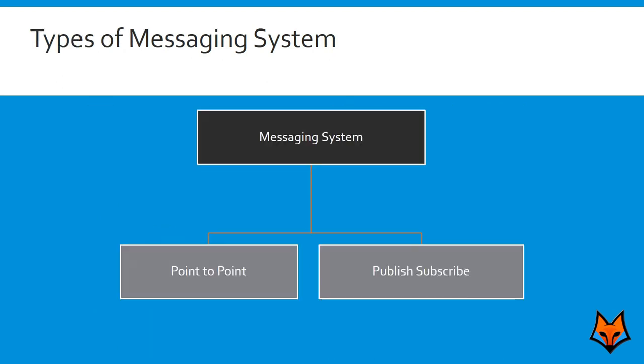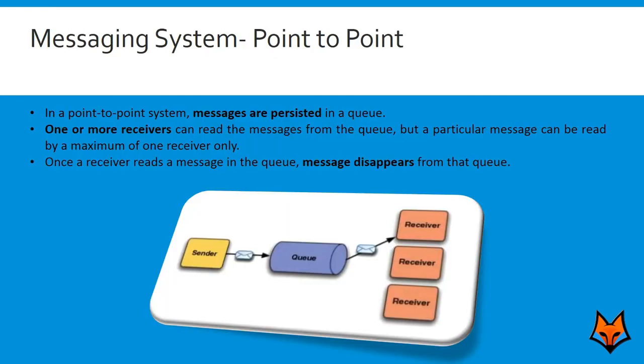So these are the types of messaging system. We have the point-to-point messaging system and we have the publish subscribe messaging system. In the point-to-point messaging system, we have only one producer and then we can have multiple receivers. So that's why it is point-to-point.